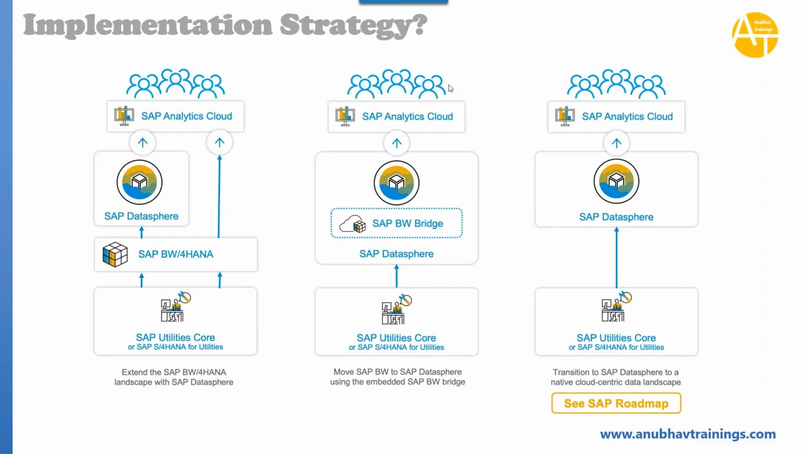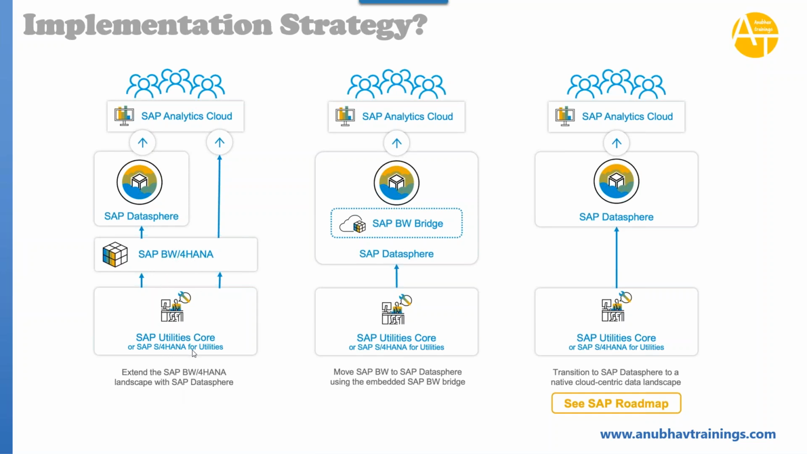So what are the implementation strategies? This is very important. This slide summarizes a lot about the implementation strategy. So the first implementation strategy is you can extend the SAP BW for HANA landscape with DataSphere. So let's say you already have SAP BW for HANA.